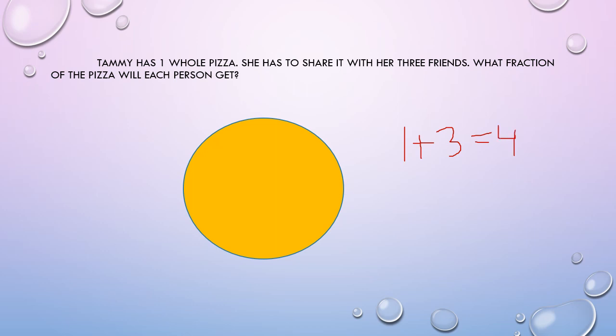And then we know we need to divide it into 4 parts. Here, 4 parts. And one of those 4 parts, which is this purple part right here, is 1/4. So this purple part is 1/4. And so now we know that each person receives 1/4 of the pizza.